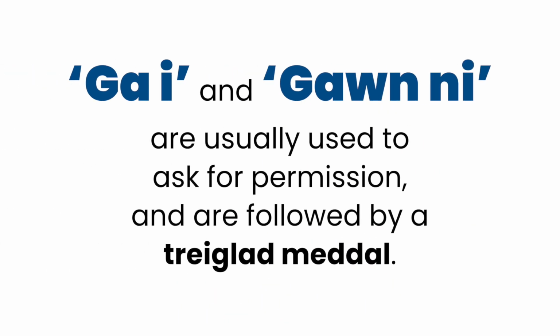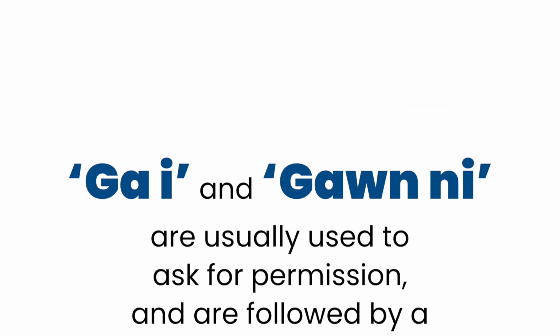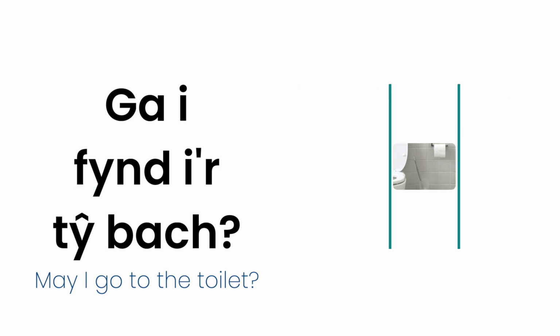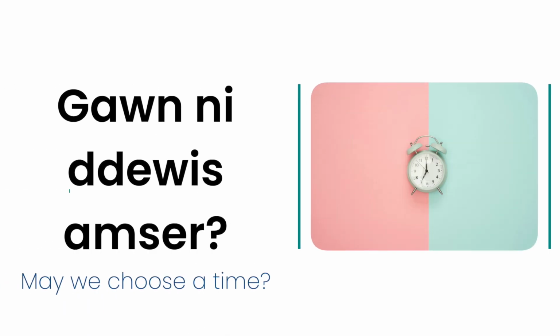Gai and gawn ni are usually used to ask for permission and are followed by a treiglad meddal. For example, gai fynd i'r tŷ bach. May I go to the toilet? Gawn ni ddewis amser. May we choose a time?